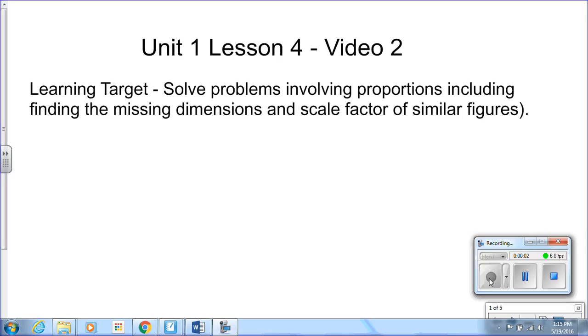This is the second video from Unit 1, Lesson 4, which is about proportions. We're now going to look at some proportions that are in some word problems.